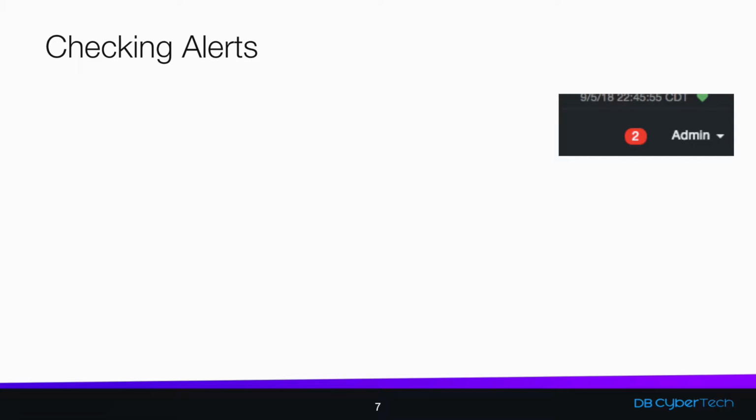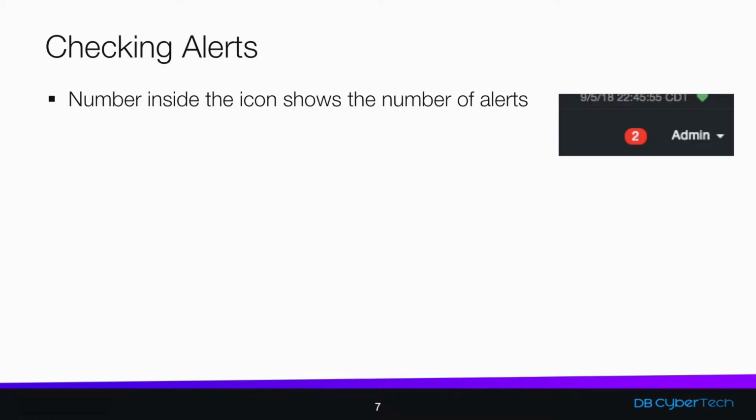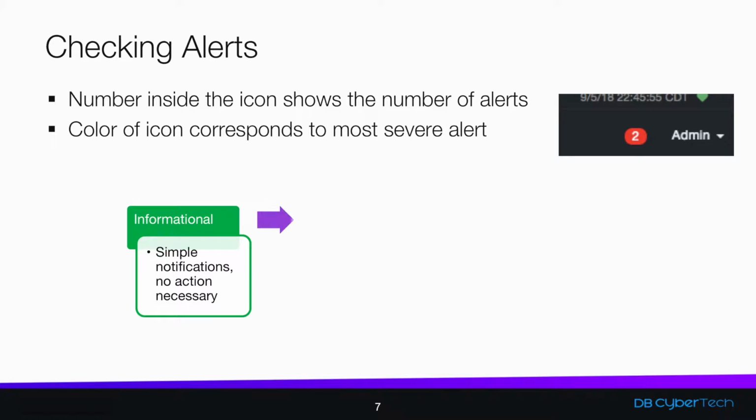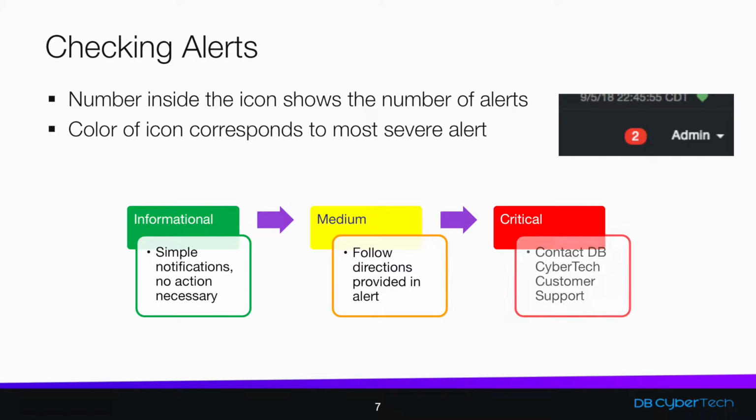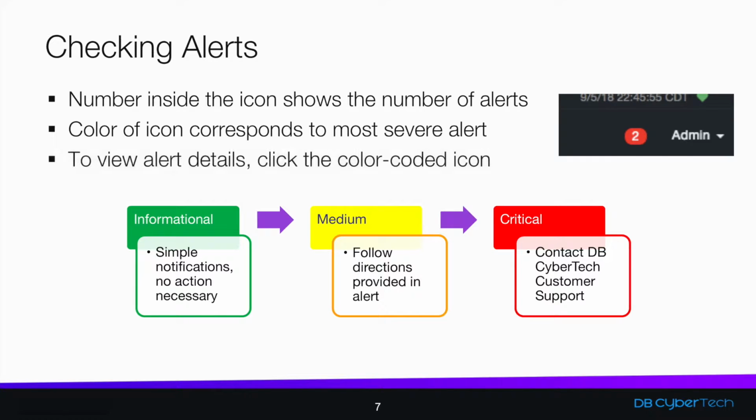Next to your name, you may see a number highlighted in either a red, yellow, or green color. This little bubble is your alert icon, which tells you the number of alerts you have regarding your system. The color of the icon corresponds to the severity of the alert, like a stoplight, where green alerts are simply informational regarding regular functions of the system health. Yellow alerts, or medium alerts, will require some sort of action that will be provided with instructions in the alert. If the alert is red, or critical, you need to contact DB CyberTech technical support for help.